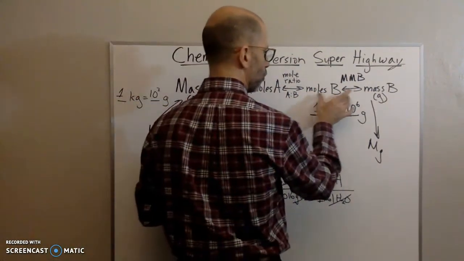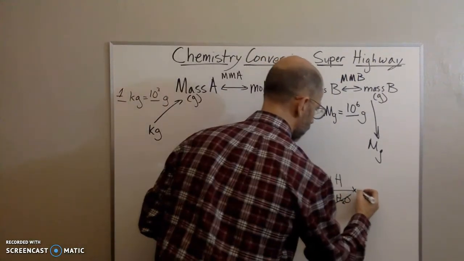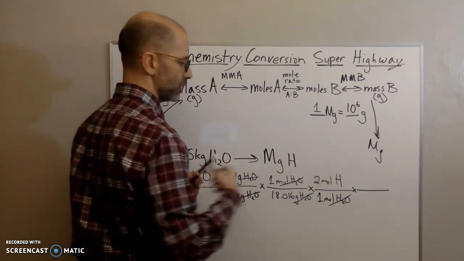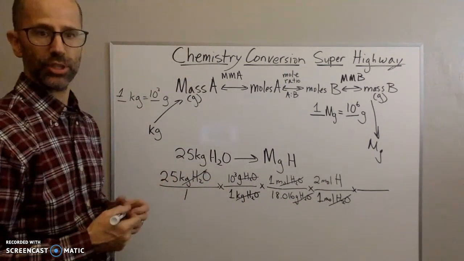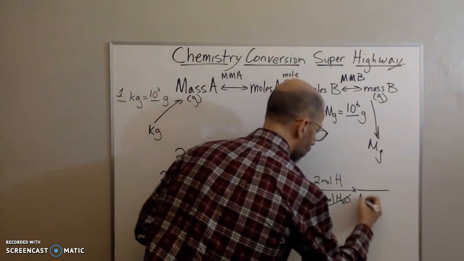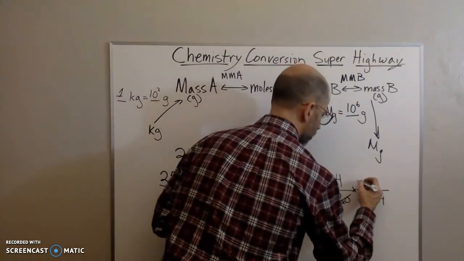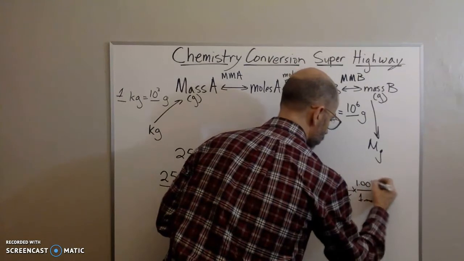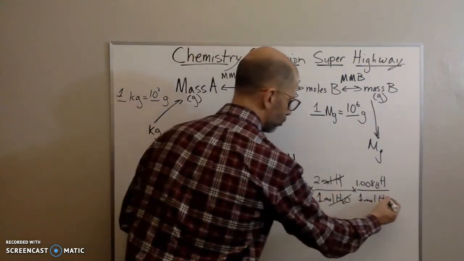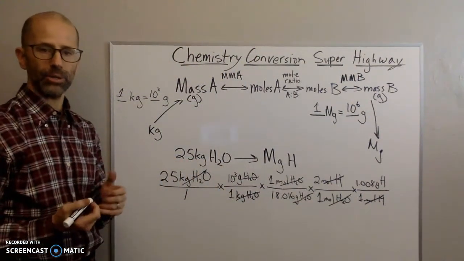And now I have one more step to get to mass. So I'm going to use the molar mass of hydrogen to go from moles to grams. The molar mass of hydrogen is 1.008, so 1 mole of hydrogen atoms is equal to 1.008 grams of hydrogen atoms. So now the moles cancel out, and I have grams of hydrogen atoms.